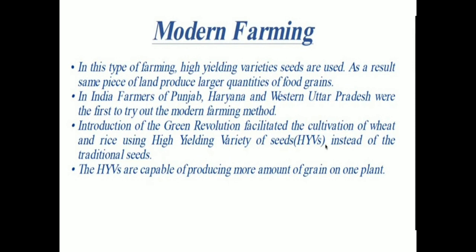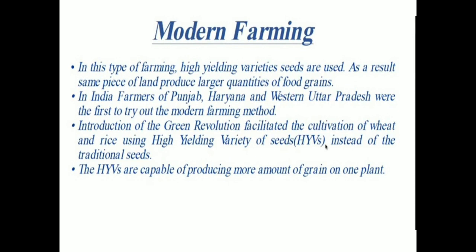The introduction of the Green Revolution facilitated the cultivation of wheat and rice using high yield variety seeds instead of the traditional seeds. Comparatively, these seeds are much more important and fruitful than traditional seeds. The HYV seeds are capable of producing more grain on the plant.